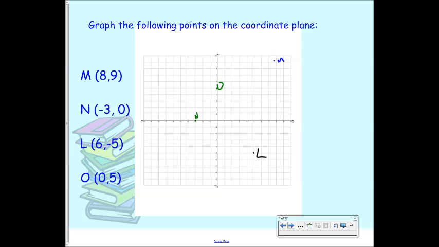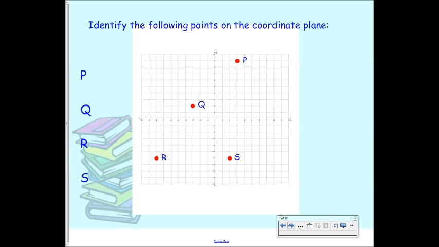So you move over before you move up or down, and you always start from the origin. Always start counting from the origin. Okay, so if I want to identify the coordinates then, I want to identify P, Q, R, and S. How would I identify where P is? How do I know where P is?